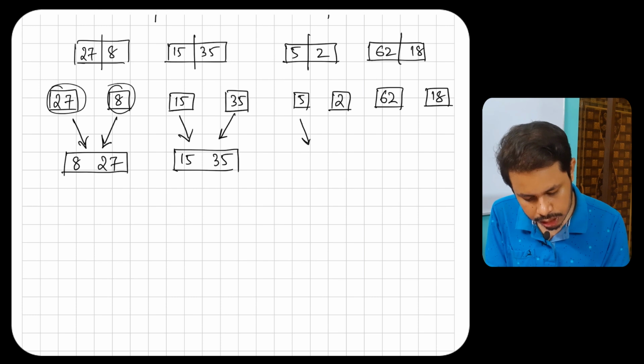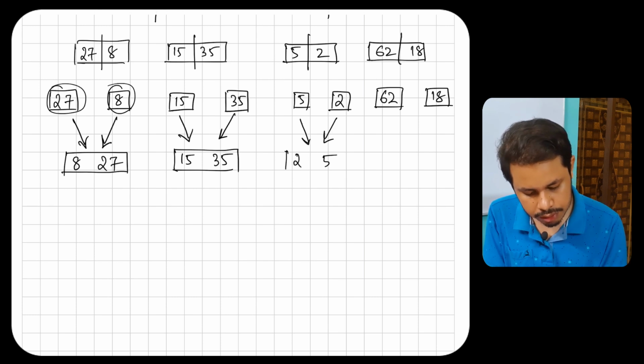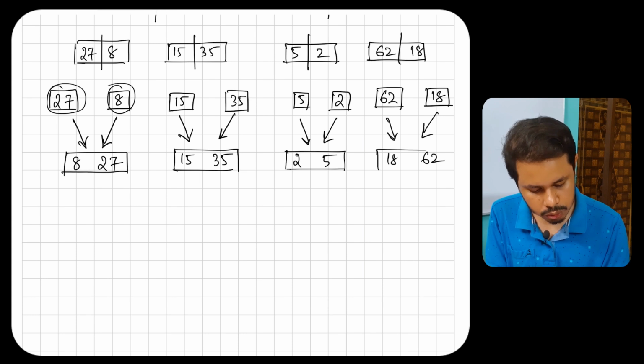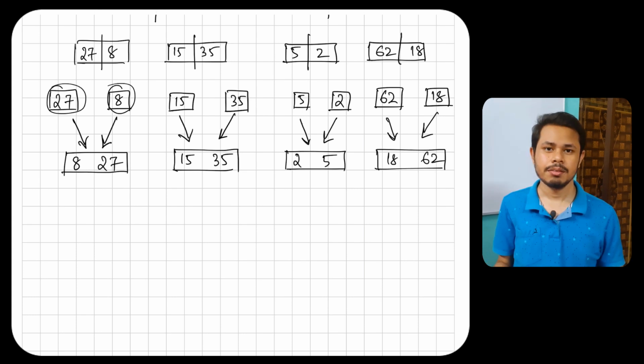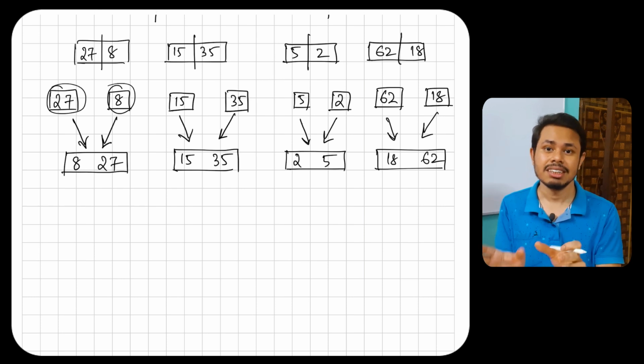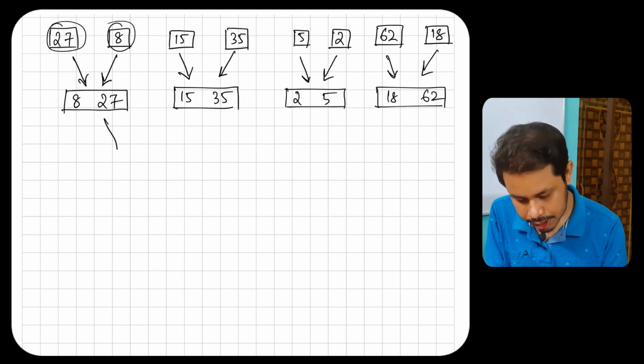What would be here? What would we be doing? It would be 2, it would be 5. What would be the result? It would be 18, it would be 62. Fine. Now what option do we have? How can we get another sorted array having 4 elements? So we can merge these two.